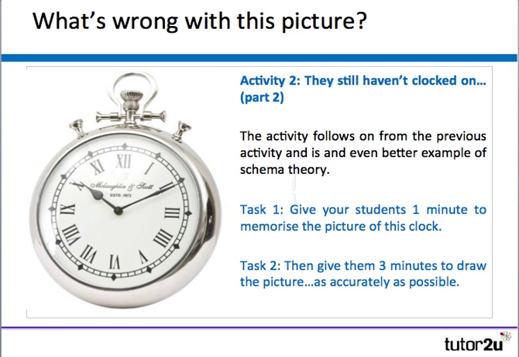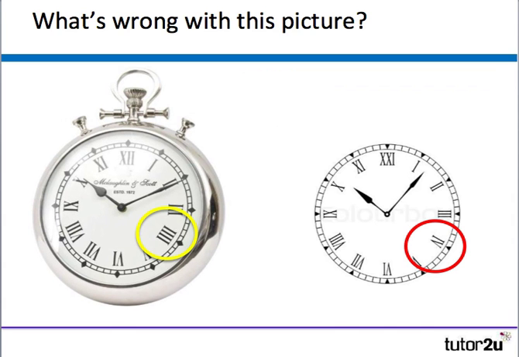So this is another quite well-known activity. Give your students a minute to memorize the picture of the clock or the nice pocket watch, and then give them 3 minutes to draw the picture as accurately as possible. And of course, this is what they will come up with. As somebody pointed out, there is actually a problem here because 12 has been drawn as 21. That shouldn't have happened. But what always happens is the students will draw 4, not as 4 ones, but as IV in the traditional Roman numerals.